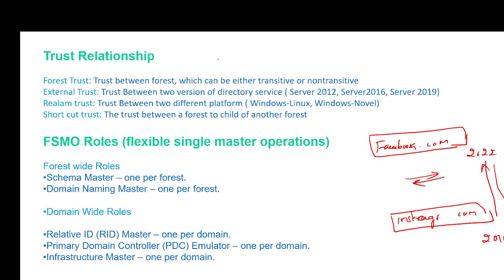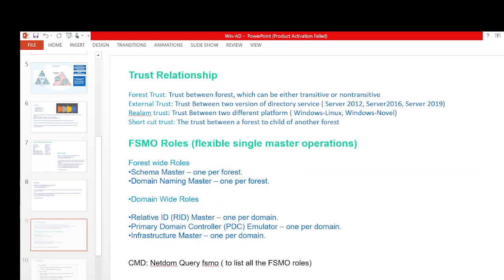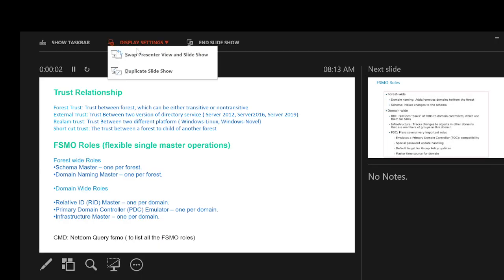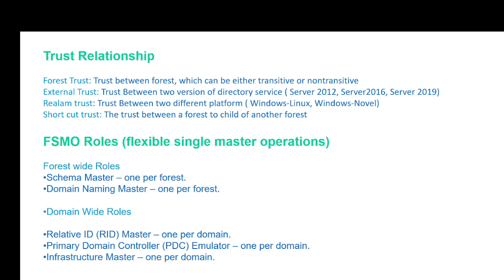Okay, now the next one, the last one, is FSMO. So FSMO means, when you install the Active Directory, there are 5 roles that get created in the AD. FSMO is nothing but Flexible Single Master Operation roles. There are 5 roles in the Active Directory. As soon as you install the Active Directory and promote a domain controller, you can see there are 5 FSMO roles. In that, there are 2 we call forest-wide roles, and 3 we call domain-wide roles.